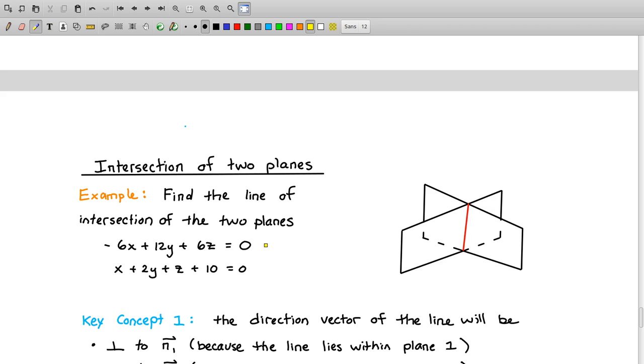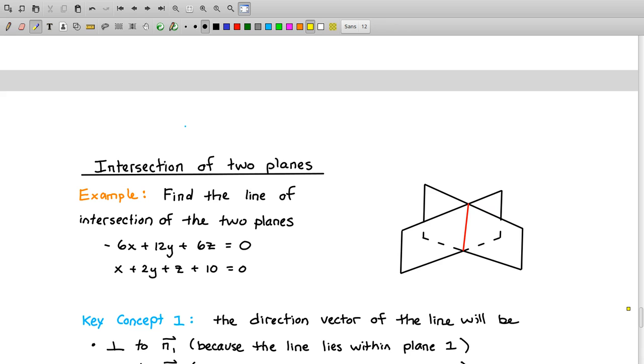But now if I have two planes, the intersection of these planes would require both equations to be true at the same time. I'm in the first plane, so the first equation has to be true, and I'm also in the second plane, so the second equation has to be true. So now I have two equations between three unknowns. That leaves me 1 degree of freedom, and I would expect the result to be a one-dimensional object, i.e. a line.